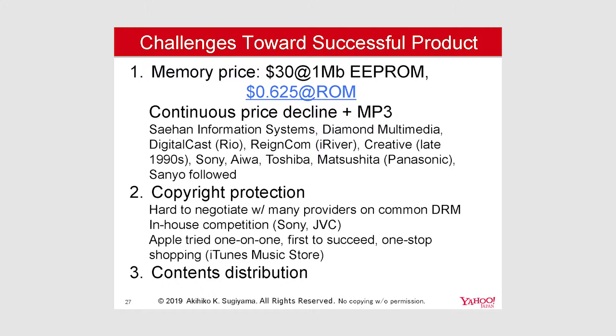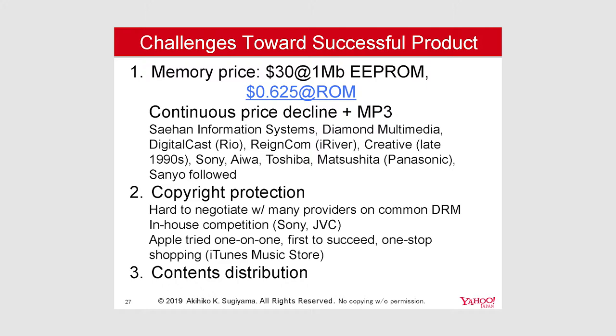In those days, 1 megabit of erasable and writable read-only memory was $30. Even if read-only memory cost 63 US cents, that was not small enough, because this price is only for 1 megabit. However, as you can easily recall, the price for memory chips kept declining.